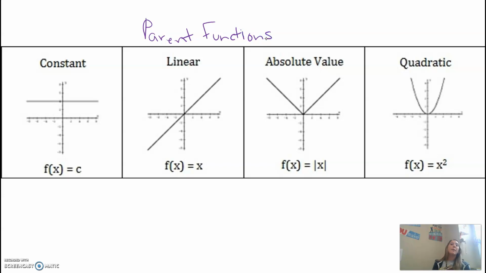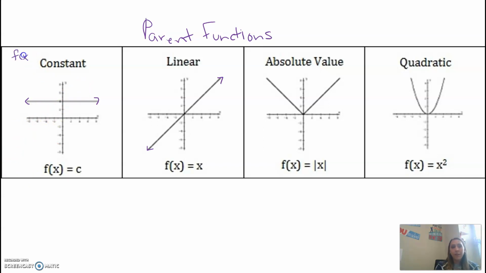Okay, so when we talk about parent functions, the first one is a horizontal line. Now, for all of these graphs, there are arrows right here at the end of every function. I'm not going to draw them in and everything because it's kind of a pain. So just know that.